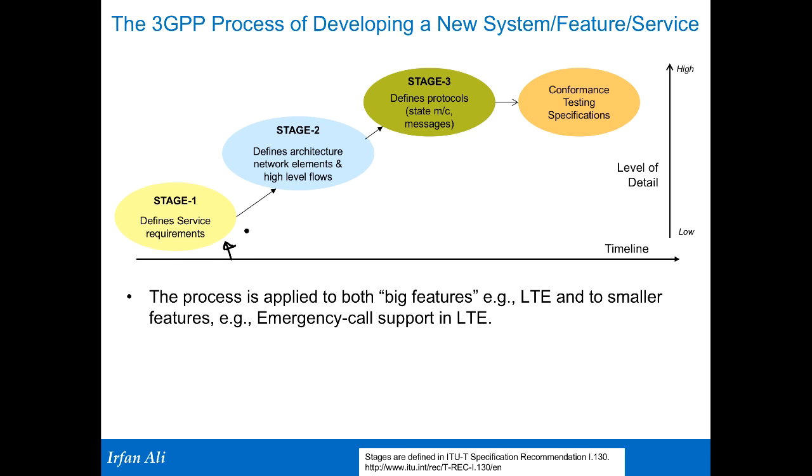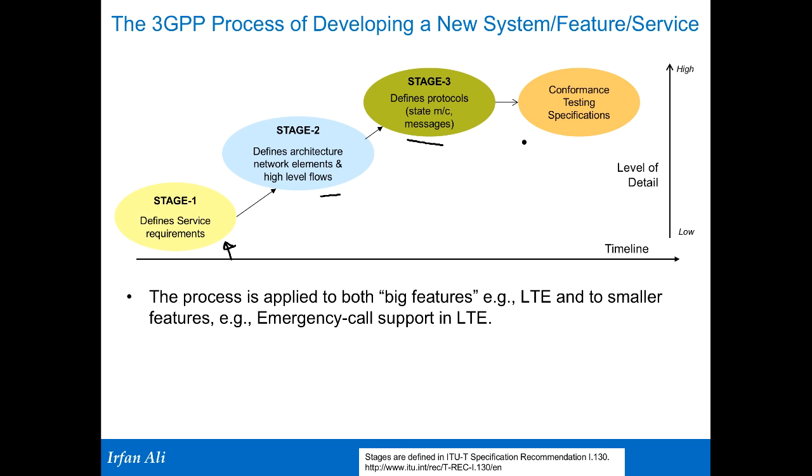Once those are fairly mature, what starts is the stage two specifications, which is the architecture and the network elements and the flows, and most of these slides, and the next slides, will cover the stage 2 level details of the system. Once that gets specified, then comes stage 3, which is the more details of the protocols, the state machine, the messages, what information elements need to go into those messages. That starts after the stage 2 specifications are done.